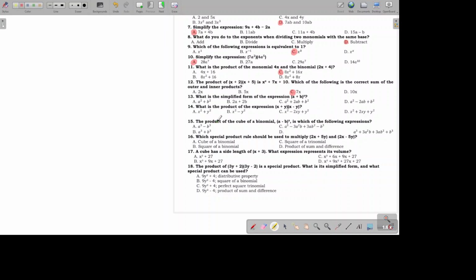Okay, now let's have number 13. What is the simplified form of the expression a plus b squared?